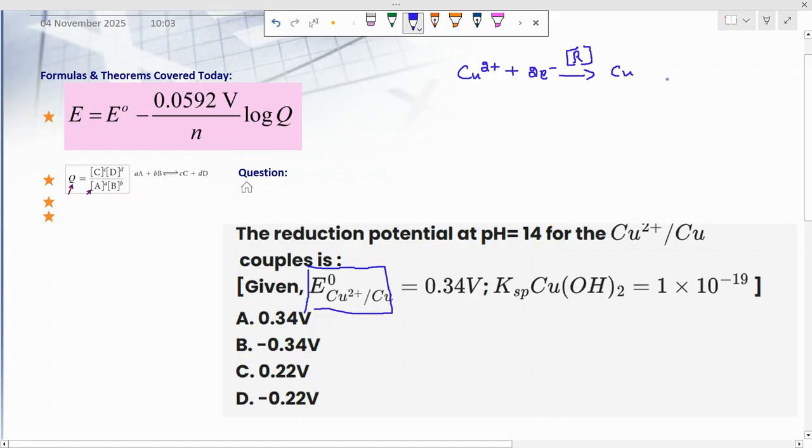Why are we calling this a reduction? Because reduction means addition or gain of electrons. Usually the complete cell will have reduction as well as oxidation, but the half cell may have only reduction or oxidation. They have given the standard condition potential, the standard EMF for that. EMF or potential, anything will be the same. So the standard reduction potential of Cu2+/Cu they have given, and then the solubility product, Ksp, is nothing but the solubility product. That is what they are trying to say.